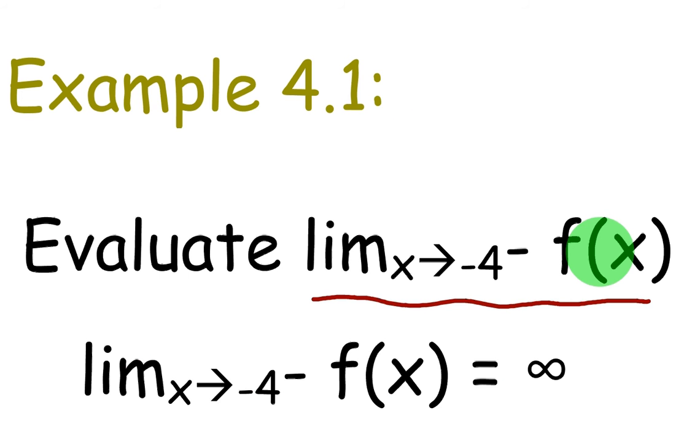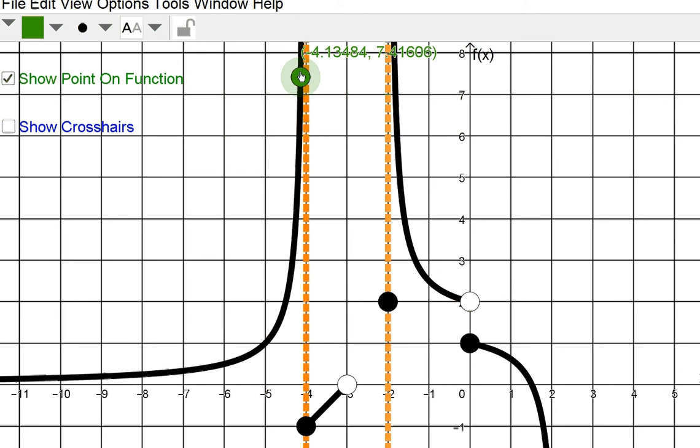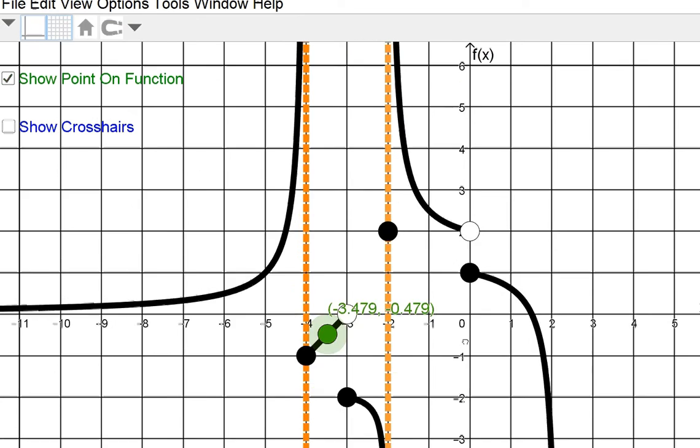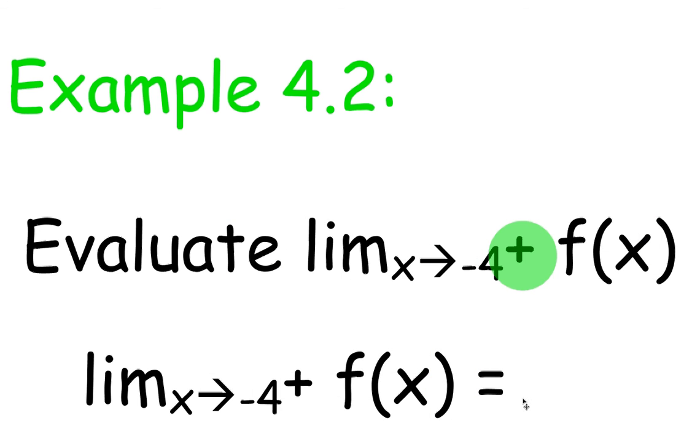All right, let's look at the next part. Let's find the limit as x approaches -4 from the right. We have to go down to this little piece right here, because we're approaching -4 from the right. And actually, here's what's crazy. It actually gets there, doesn't it? It actually reaches -1. Now, that's going to be the limit. However, it didn't have to reach -1. All I had to do was approach it. So therefore the answer is going to be -1.